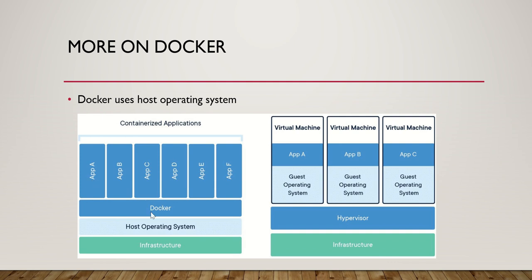One Docker is enough. It is not required to install new operating systems in each environment. App A, app B, app C, you don't need to install an operating system for each containerized application. That means application A uses your host operating system only, application B uses your host operating system only, application C uses your host operating system only, app D uses your host operating system only.